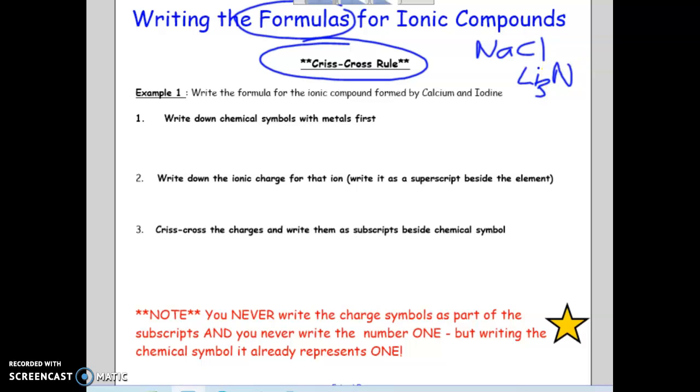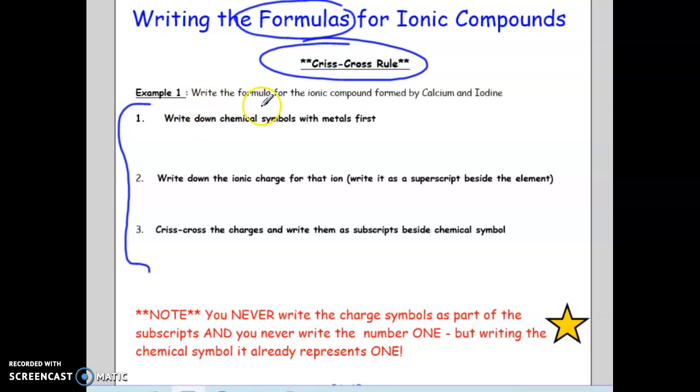So we're learning what's called the crisscross rule. We'll go through this. These are the steps to get to your final compound formula. But to be honest, once you get used to it, you don't really have to do this in the order that this is. You'll see what I mean in a second.